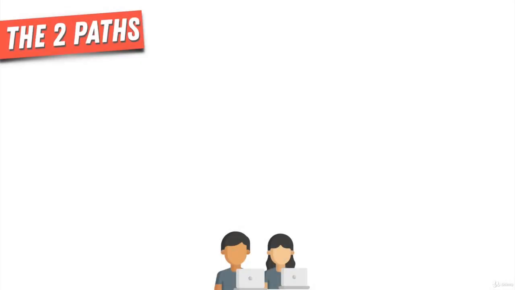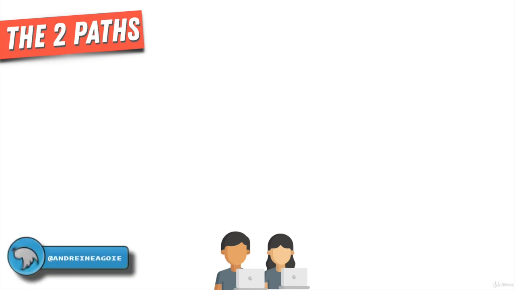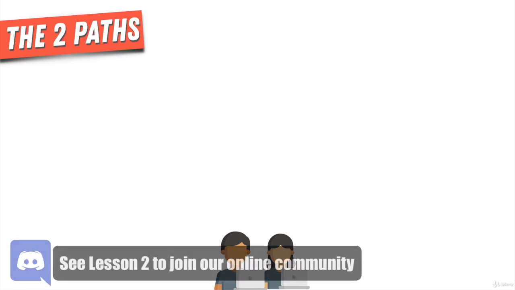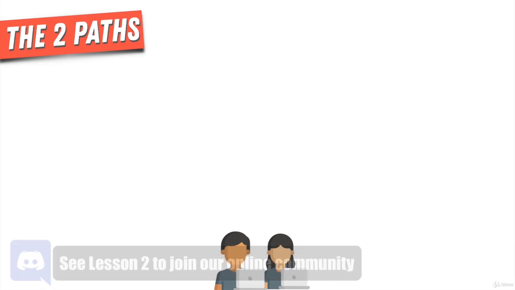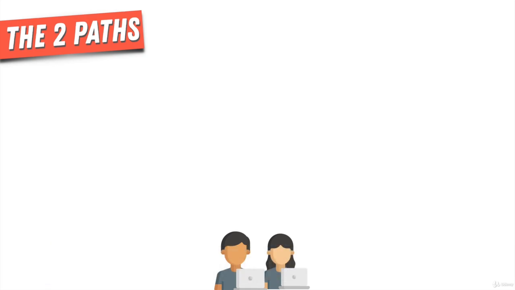Welcome back. We're at a critical point in the course now because we have two paths that are going to diverge. Now, don't worry. These two paths just depend on your past experience. At the end of the course, you're still going to end up in the same location with the same knowledge, but we want to make sure that this course is inclusive for everybody.